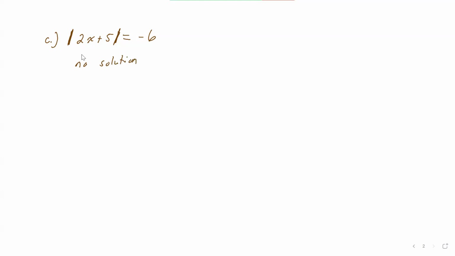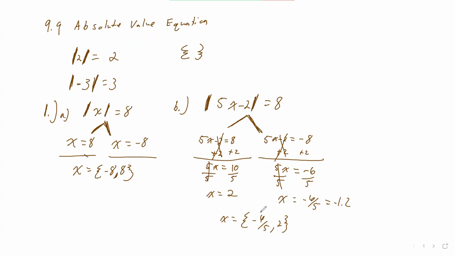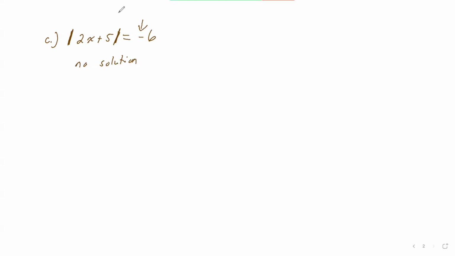Anytime you see absolute value bars equal a negative, don't do any work. You can do work and you'll get answers, but they'll be wrong because absolute value cannot equal a negative. Now, the x value can be negative when you solve it, but the absolute value itself cannot be negative. So this will be your answer.